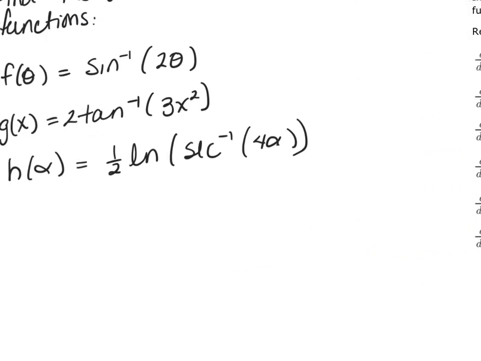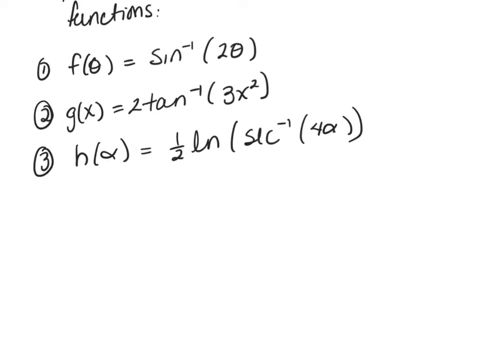So if I'm asked to find the derivative of the sine inverse of 2 theta, then f prime of theta for the first one is going to be 1 over the square root of 1 minus 2 theta squared times 2. How was that?